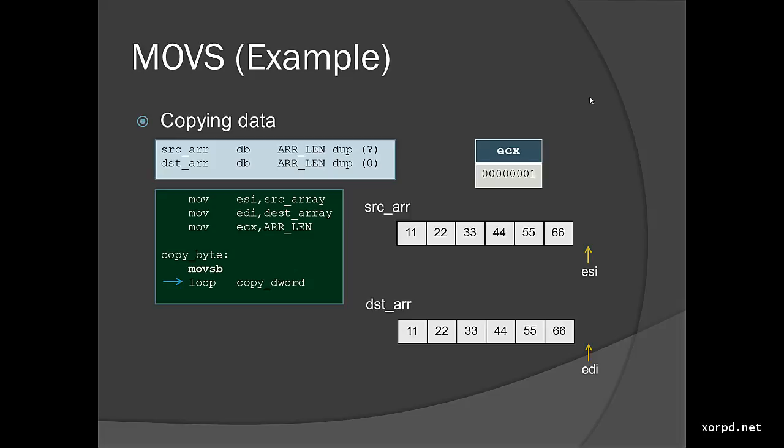In an interesting way, ESI and EDI are increased. This is pretty much as expected, but now they point to some location that is not related to those arrays. Maybe there is some other memory here. And finally, the loop ends. This was a simple example of copying data from one location to another. One location pointed by ESI is the source, and the destination location is pointed by EDI.